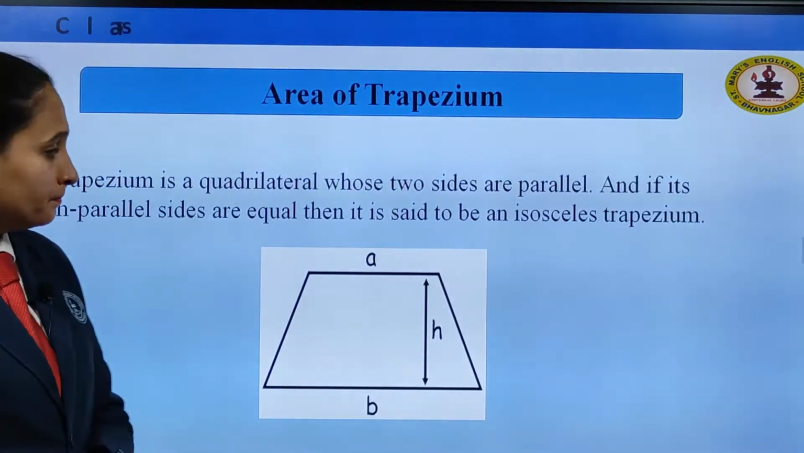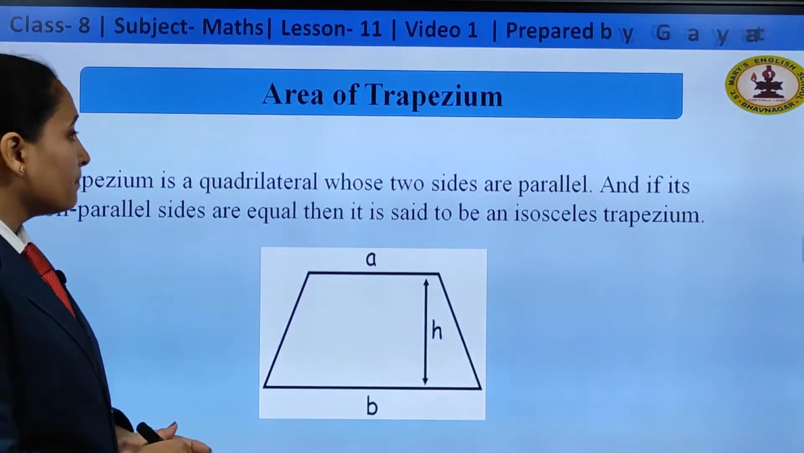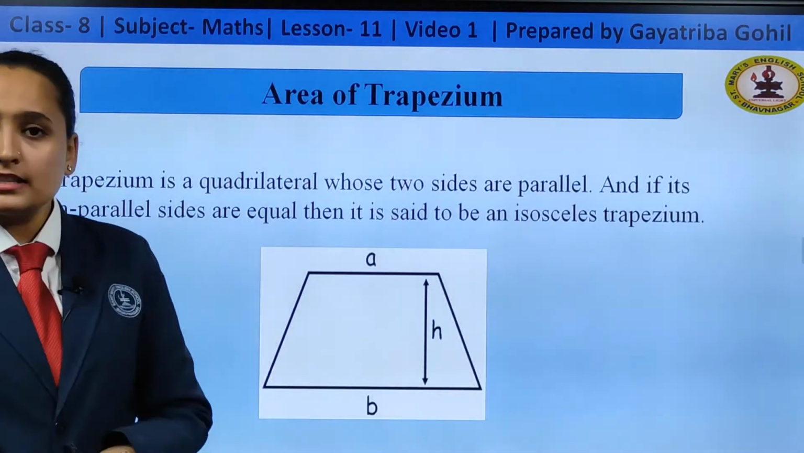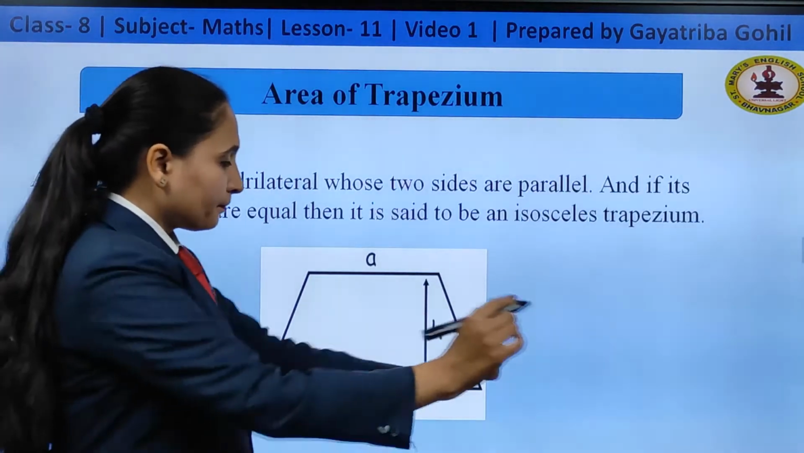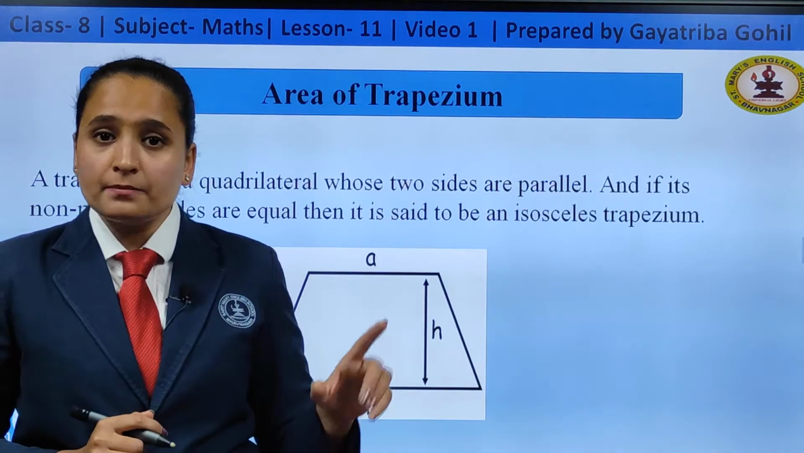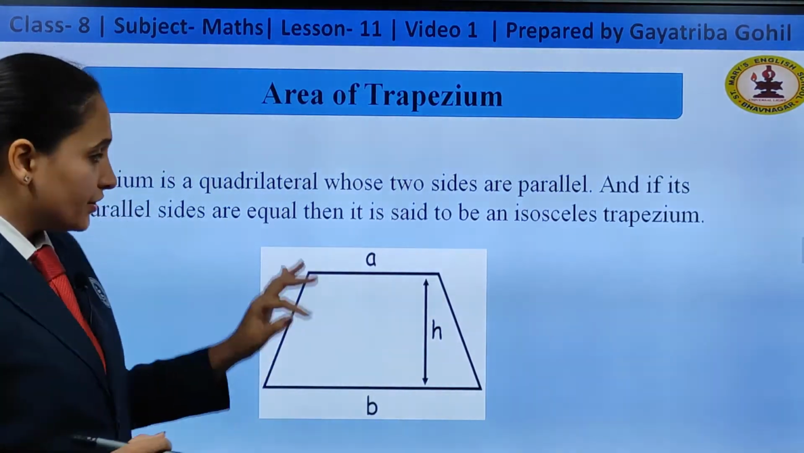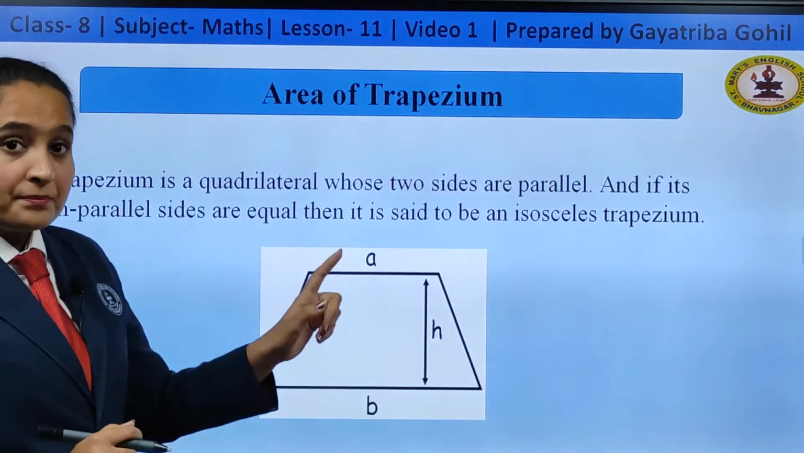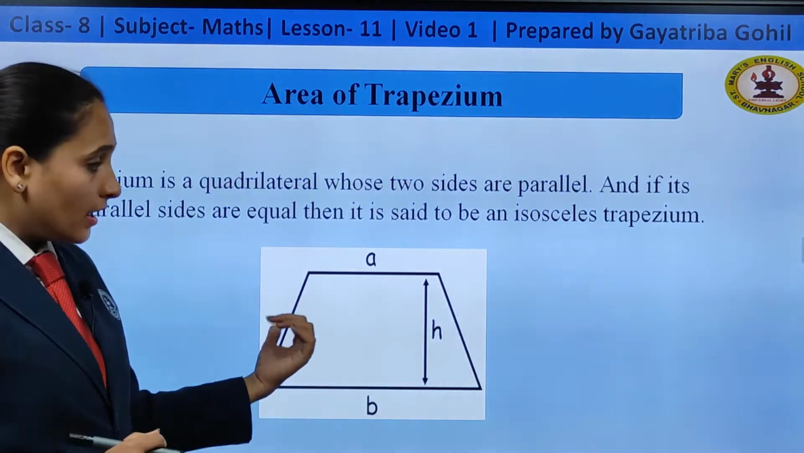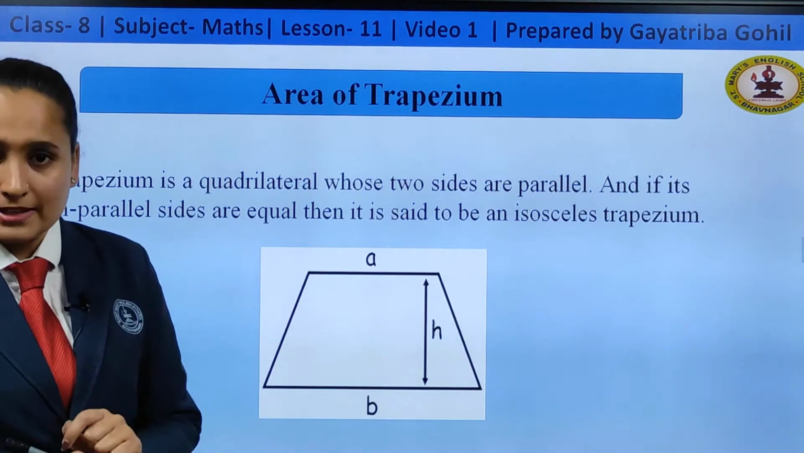Coming to trapezium. A trapezium is a quadrilateral whose two sides are parallel, and if its non-parallel sides are equal, then it is said to be an isosceles trapezium. Now we all know that trapezium is a quadrilateral. What is the meaning of quadrilateral? A shape, a figure which has four sides, that is a quadrilateral. Now if the quadrilateral has a pair of opposite sides parallel and the other pair of opposite sides is not parallel, then it is called a trapezium.